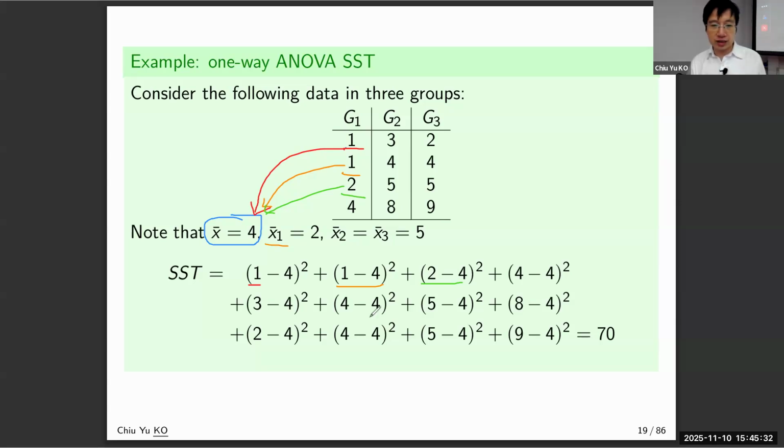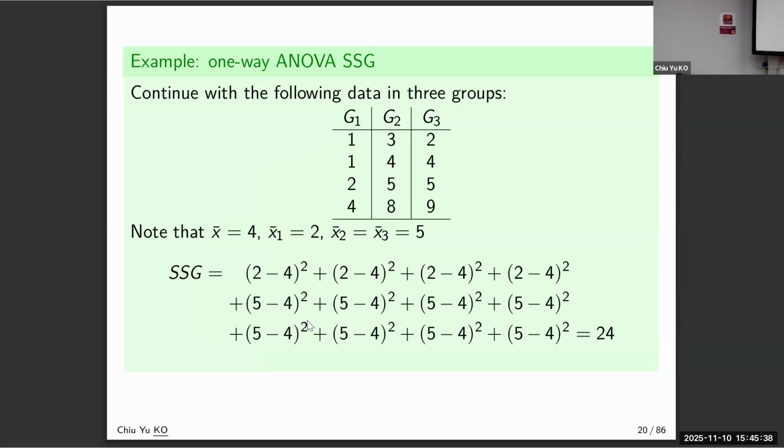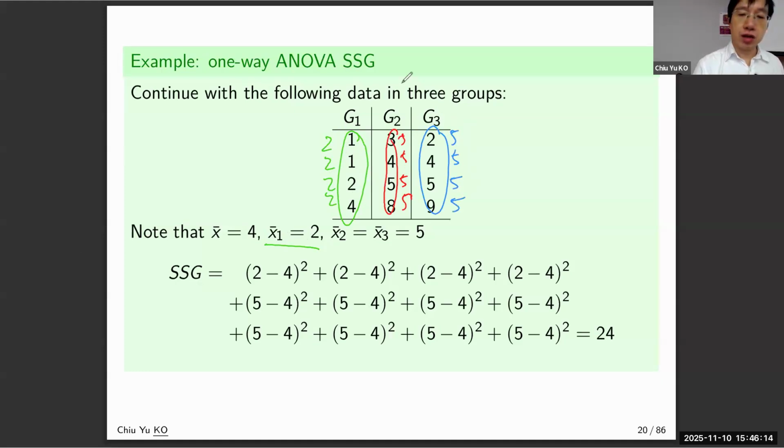Now, once you see this, we can do the SSG. SSG, remember how we do it? Replace every entry by its group mean. What does that mean? This means that instead of 1 1 1 1, you have 2 2 2 2. Why? Because this is 2. And you replace this column by 5 5 5 5, which is the average of this column.